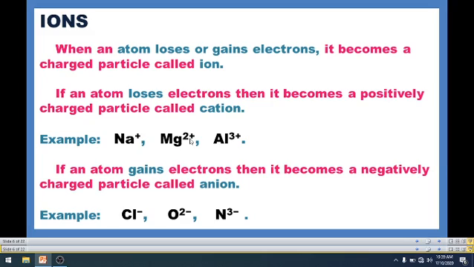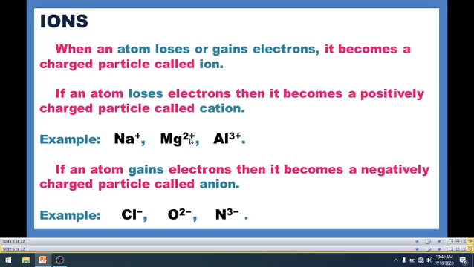And if an atom gains an electron, then it becomes a negatively charged particle. It is called an anion. Anion means negatively charged particle. Look at the examples: Cl minus, O2 minus, N3 minus. So negatively charged particles are called anions.